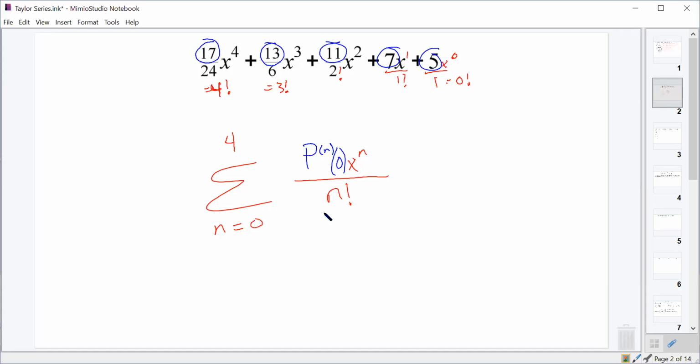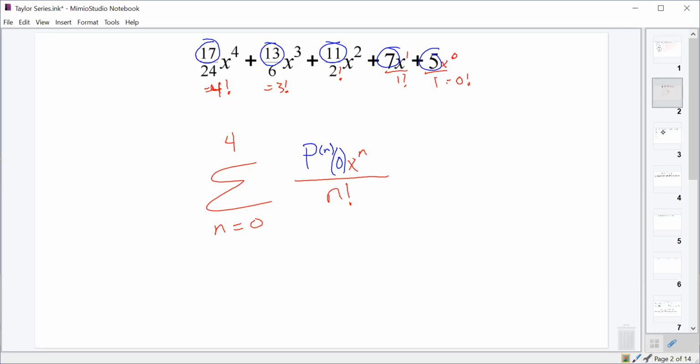And this idea here, this concept here, is a really nice way for us to find a way to approximate pretty much any function to any degree of accuracy that we want by using the values of its derivatives times x to the n over n factorial.